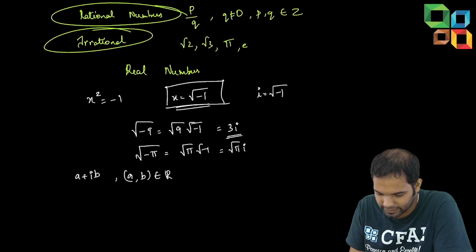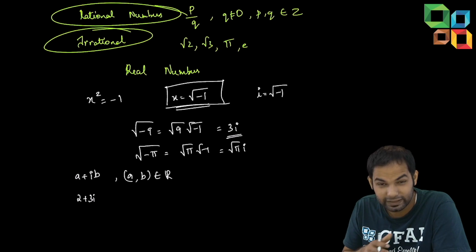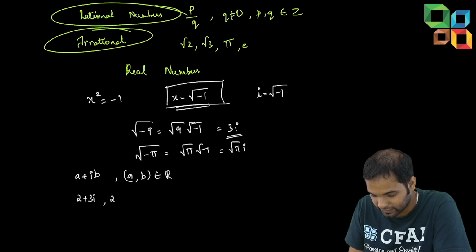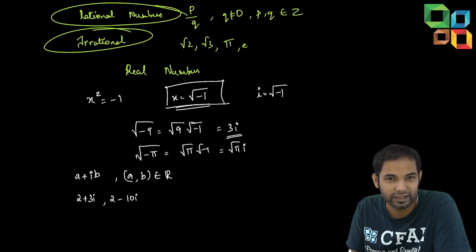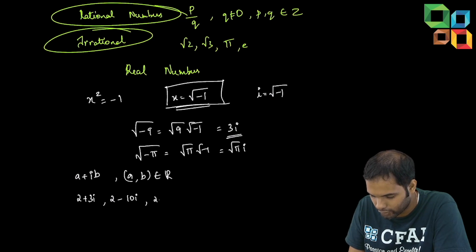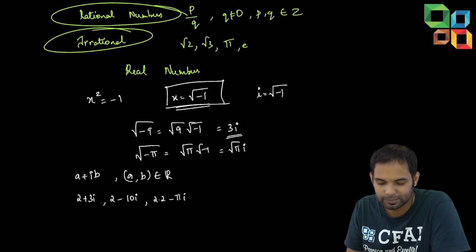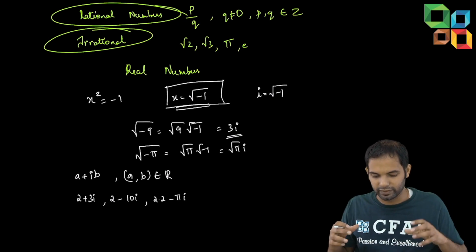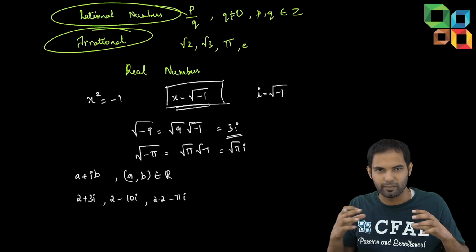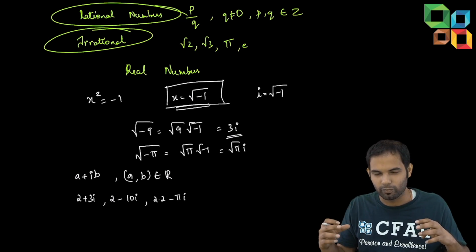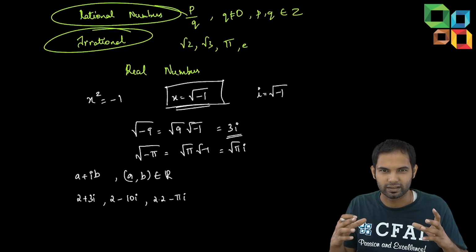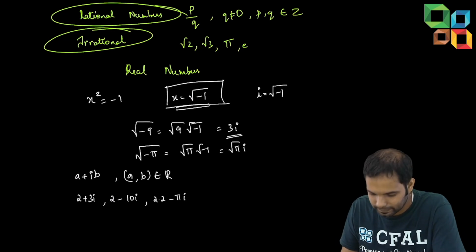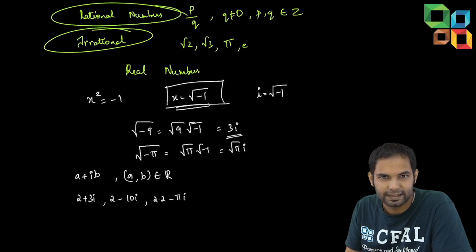Just to give you an example, say 2 plus 3i. It need not be only positive, so you can have anything like 2 minus 10i. We need not have only integers or rational numbers. We can have, say, 2.2 minus pi i. Everything is a complex number. So can you see what we have done? We have taken a set of real numbers, added an imaginary part, that is, added root of minus 1 and multiplied that with a real number. Now I'm taking care of two parts: one is the real part and one is the imaginary part. We'll come to the details later.